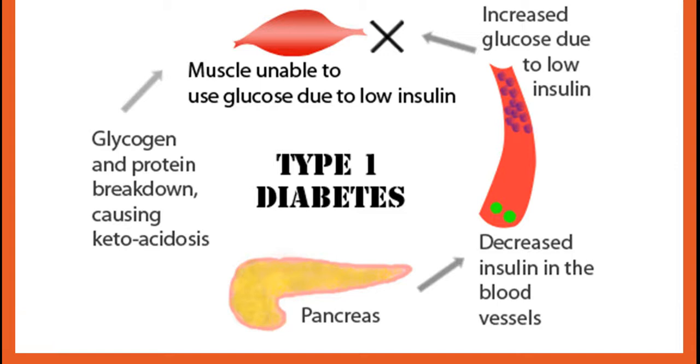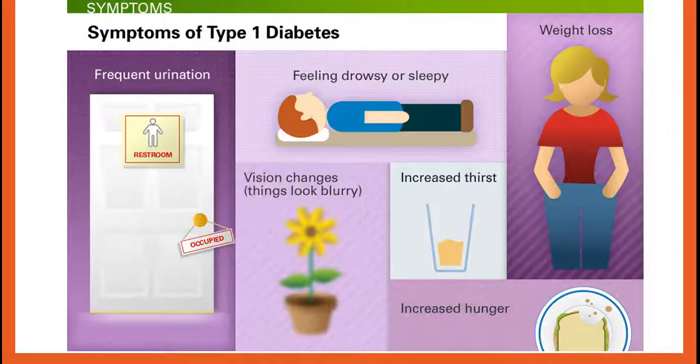Okay. We have glycogen and protein breakdown causing ketoacidosis, which can be a life-threatening problem. The protein gets broken down, and it's not broken down properly. Okay, so symptoms of this would be using the bathroom a lot, feeling drowsy and sleepy all the time, losing weight, very thirsty, sometimes blurry vision, sometimes more hungry. So you eat and eat and eat, and you don't gain weight.